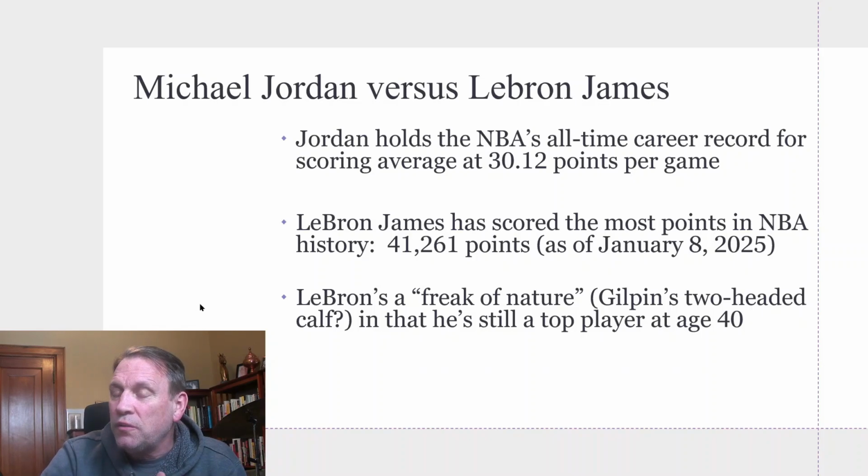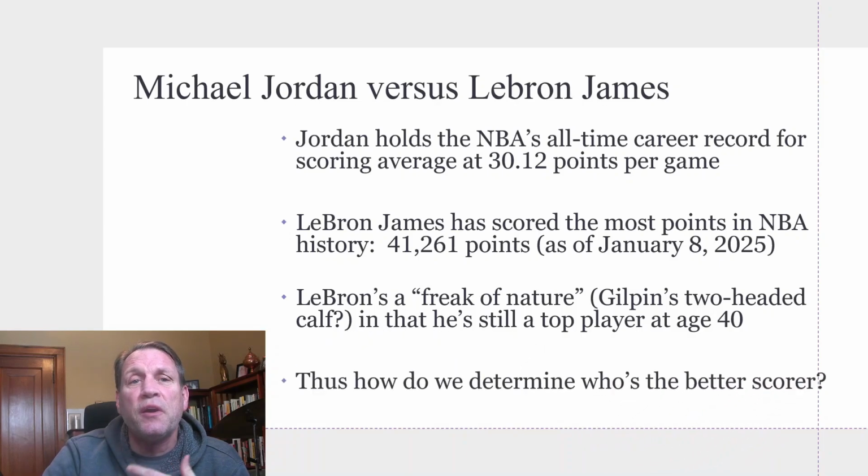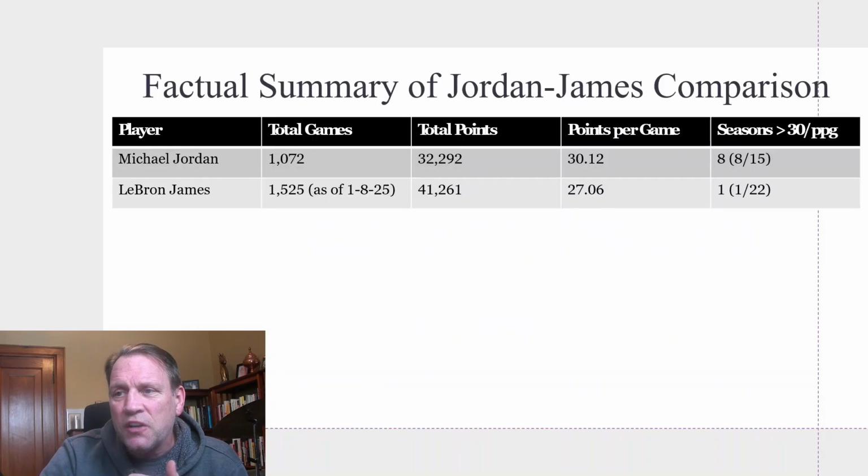But while James has scored, as I say, about 9,000 points more than Jordan, he continues to build on that number as well. But his career scoring average is just about 3 points less than Jordan's, at 27.06 points per game. So who's the greatest? Who's the better scorer? Who's the league's top scorer? It depends on how you look at the issue. It depends on the type of information you've gathered and what you value or what you consider to be the more important metric. So this table summarizes the comparison.